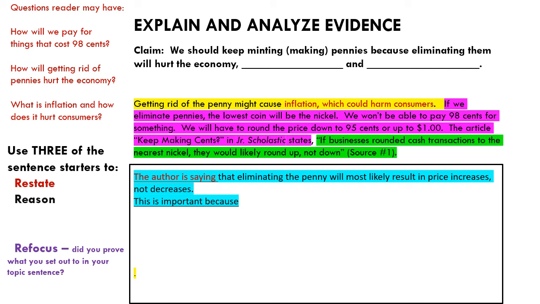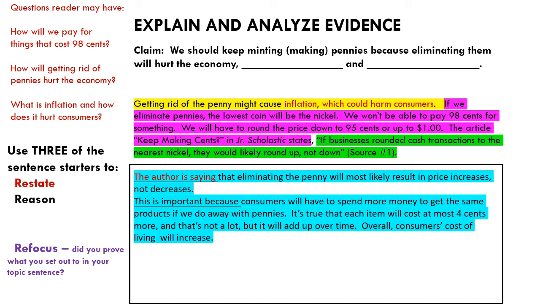So I'm going to use the sentence starter, "This is important because." The rounding up is important because, and I need to explain why it's going to harm consumers. I'm going to say because consumers will have to spend more money to get the same products if we do away with pennies. It's true that each item will cost at most 4 cents more, and that's not a lot, but it will add up over time.